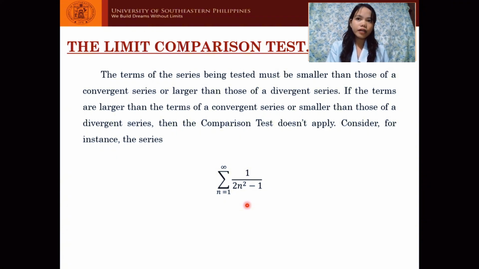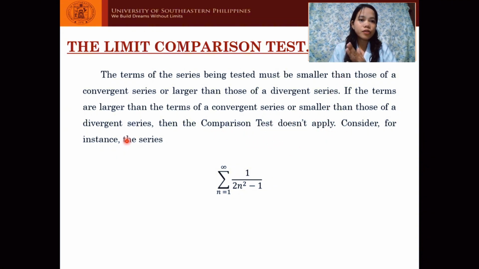So for this one, we have the negative 1 in the denominator instead of positive 1. So the terms of this series must be smaller than those of a convergent series or larger than those of a divergent series. So the comparison test does not apply. Let us consider this for an instant.